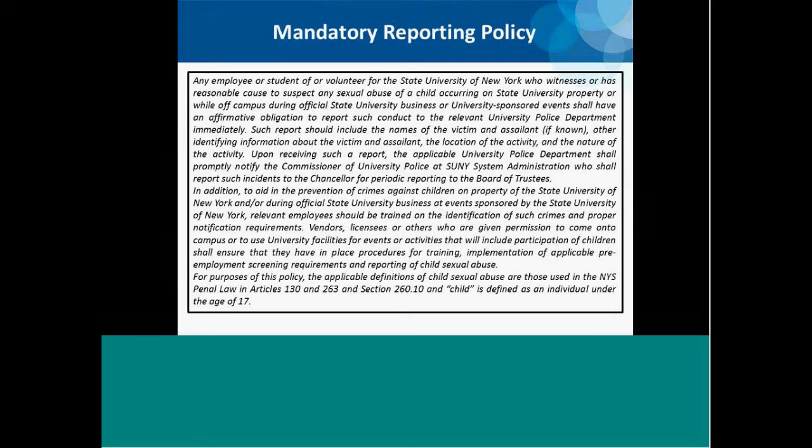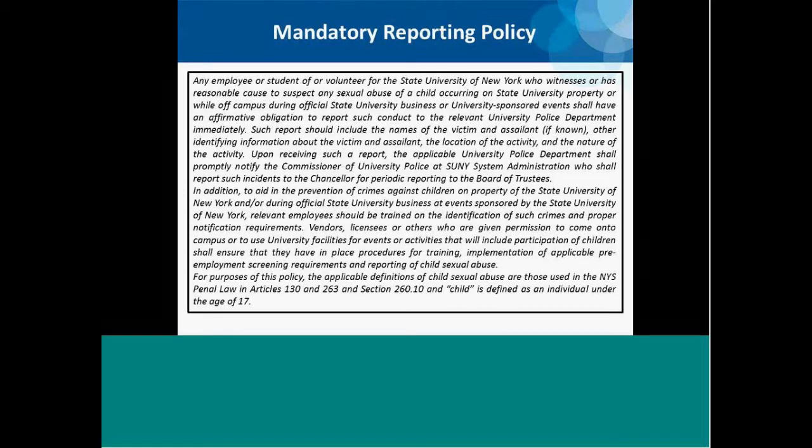Upon receiving such a report, the applicable university police department shall promptly notify the Commissioner of University Police at SUNY System Administration, who shall report such incidents to the Chancellor for periodic reporting to the Board of Trustees. In addition, to aid in the prevention of crimes against children on property of the State University of New York and/or during official State University business and at events sponsored by the State University of New York, relevant employees should be trained on the identification of such crimes and proper notification requirements.